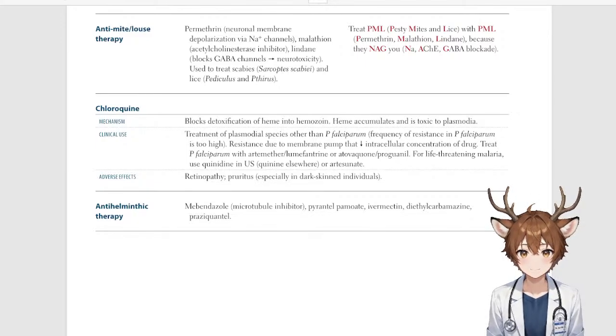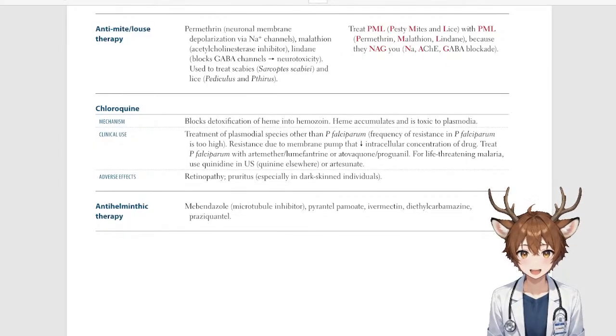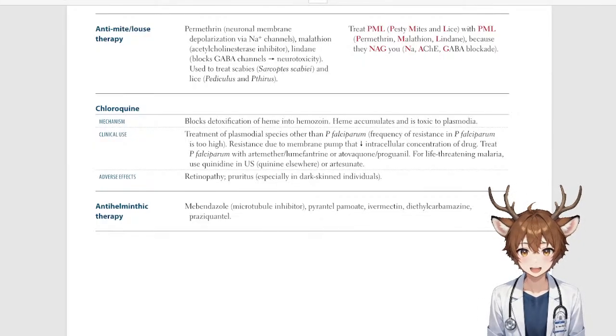Antihelminthic therapy: pyrantel pamoate, ivermectin, mebendazole treat roundworms. Okay. Also albendazole and mebendazole, both of those are bendazoles.